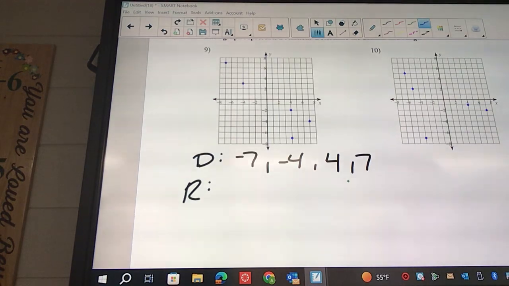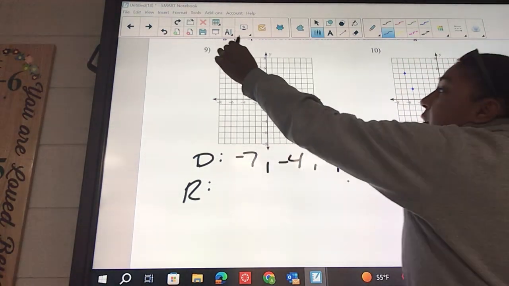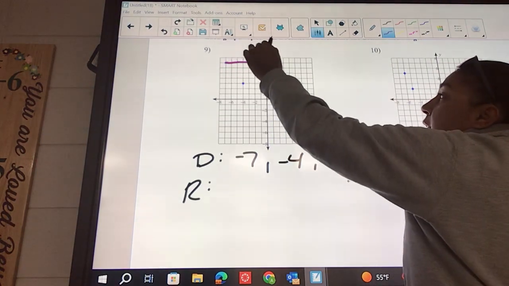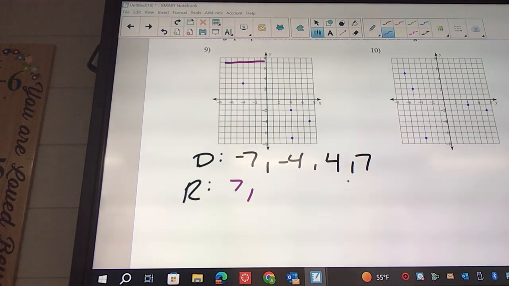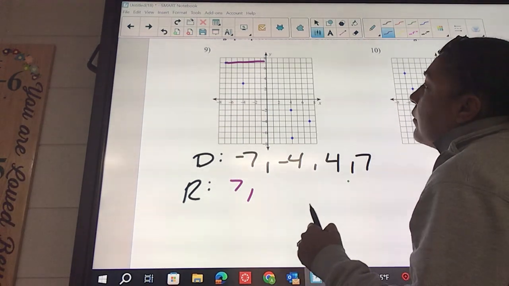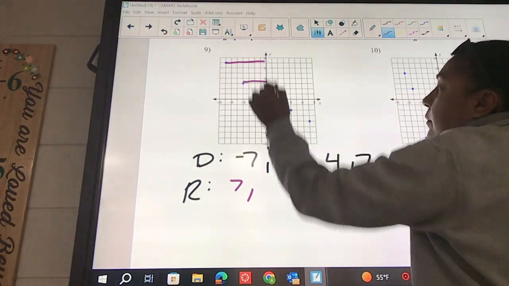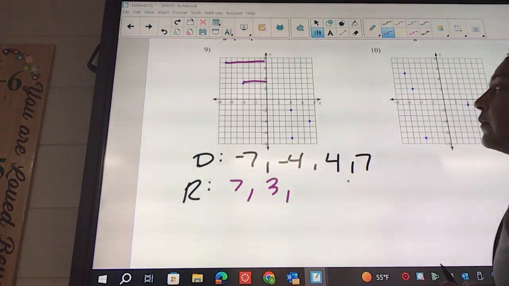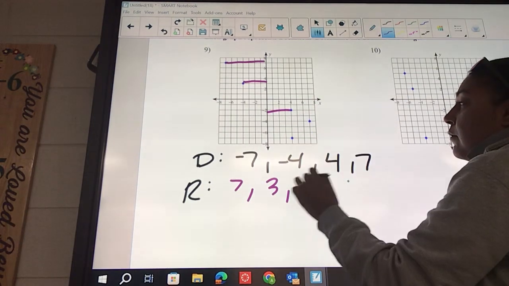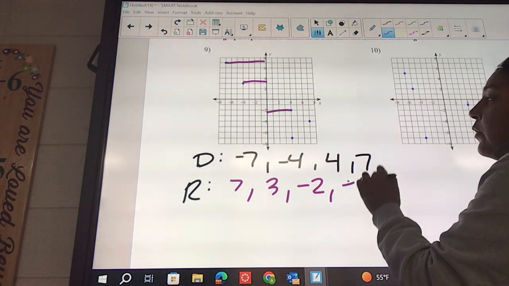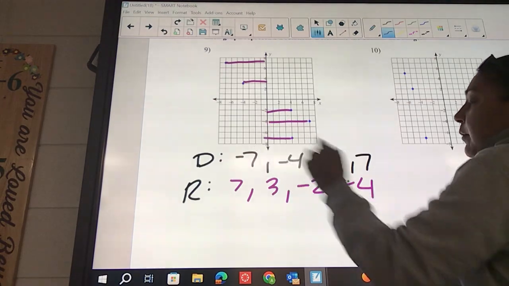The range then, which way do you think you go? Left and right. Okay, so we start tracking it over. So this one's at 7. Then what? 5. Wait, no. 3. 3, good. Negative 2. -4. Negative 4. -7. Yep, and negative 7.